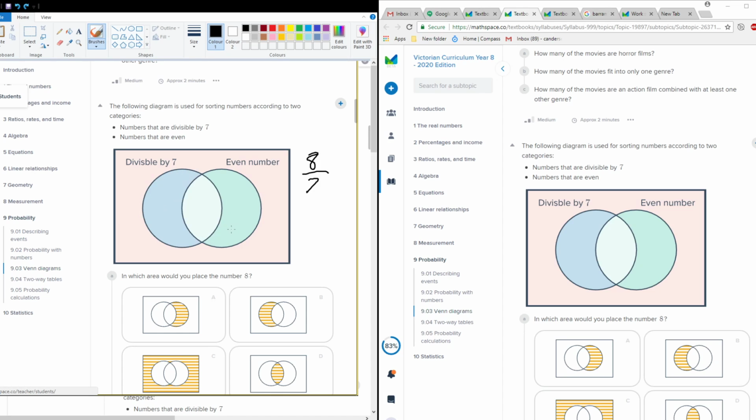What about the number 13? So 13 divided by 7? Well, that doesn't work. So we get rid of the 7 circle. 13 is an odd number, so it doesn't go in the even circle. So we get rid of that. So that must mean that 13 would go out here on the outside.